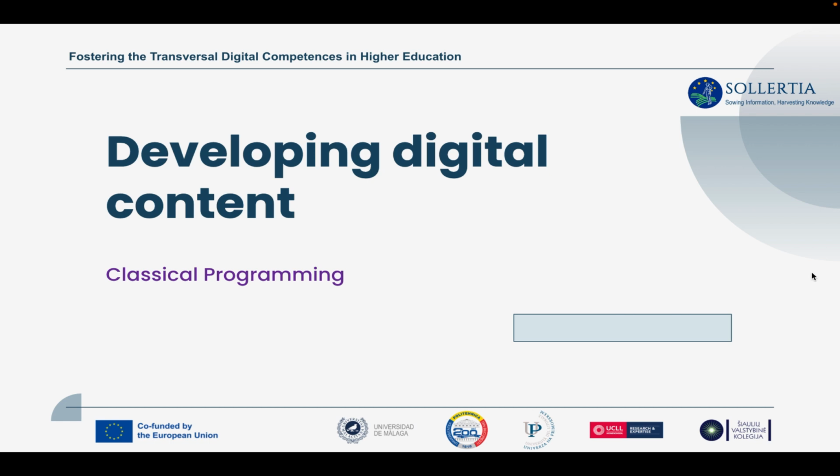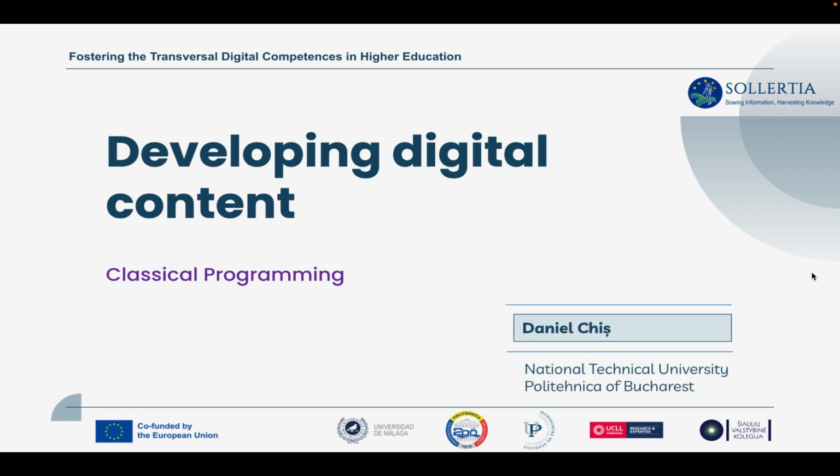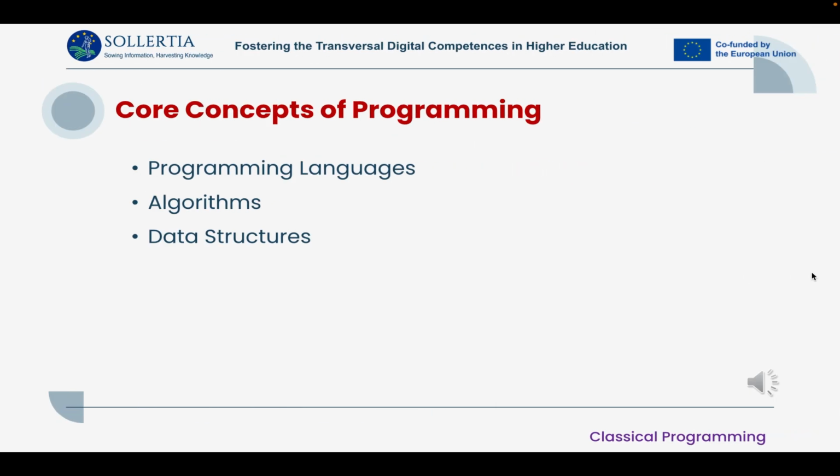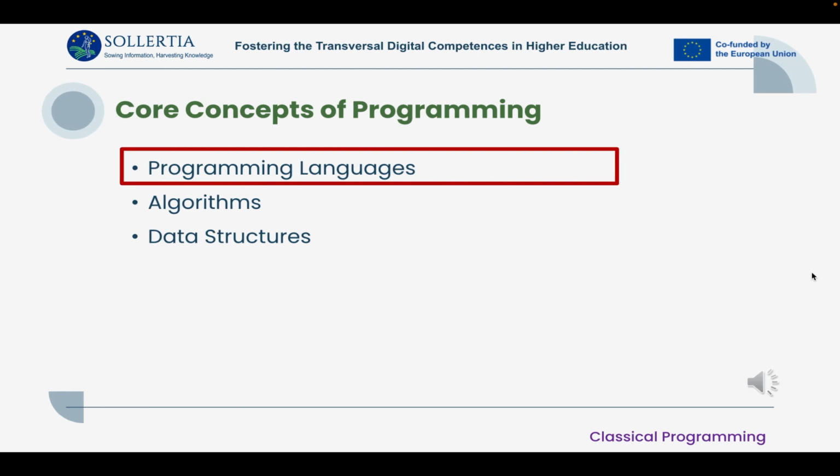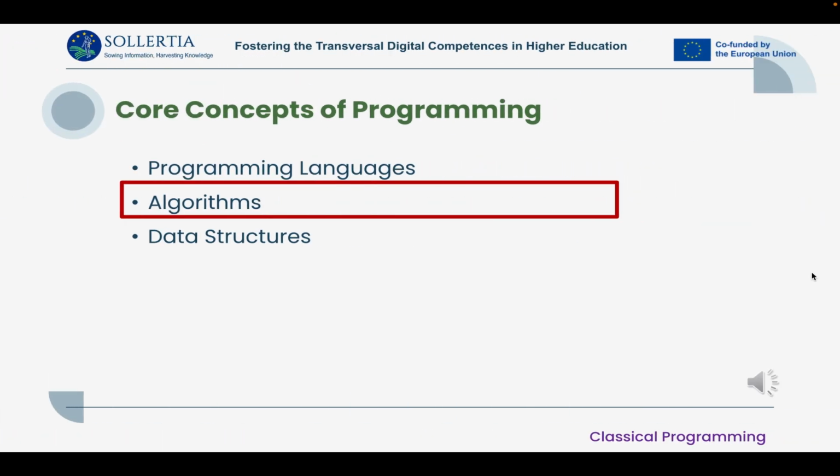Okay, now let's understand more about classical programming. First, we'll need to deep dive into the core concepts of programming. Firstly, we'll start with programming languages. Those are tools to communicate with computers. Popular languages include Python, Java, C++, JavaScript, or C Sharp.